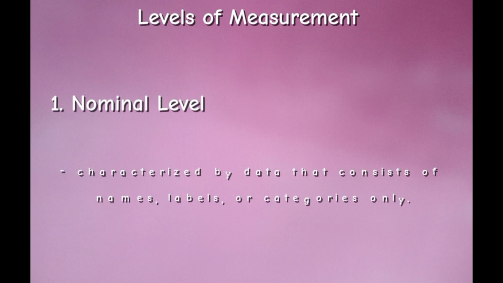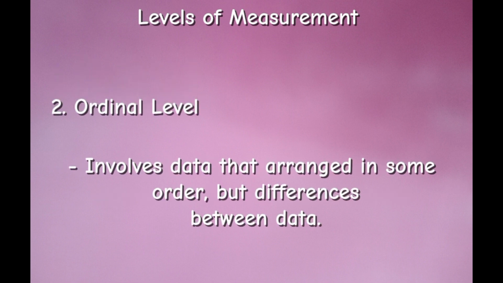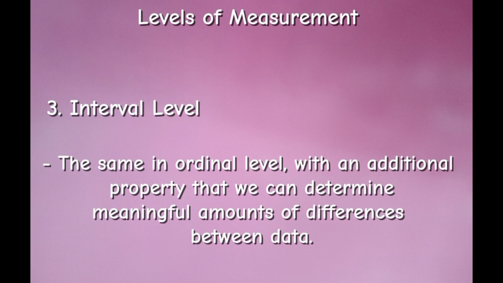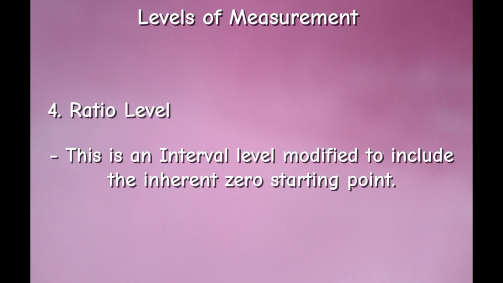Levels of measurement. Nominal level: characterized by data that consists of names, labels, or categories only. Ordinal level: involves data that are arranged in some order, but differences between data values are not meaningful. Ratio level: this is the interval level modified to include the inherent zero starting point.